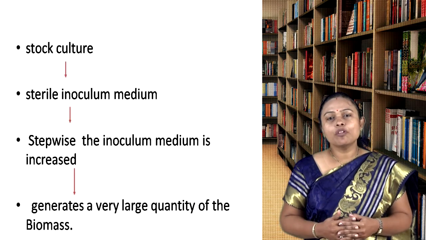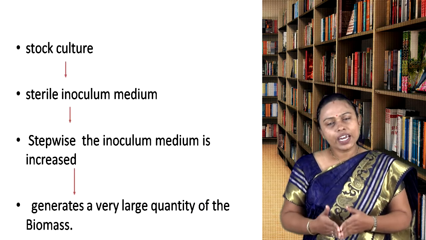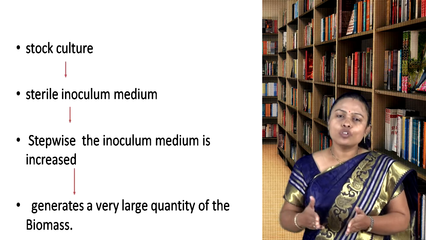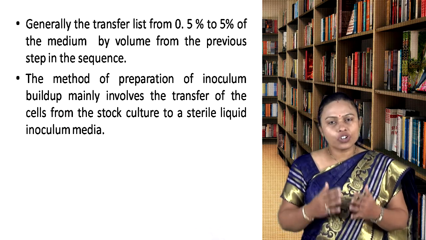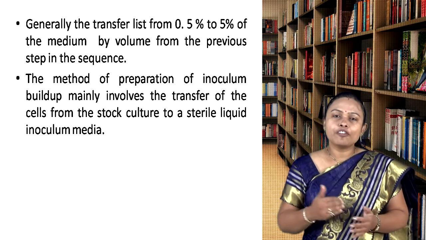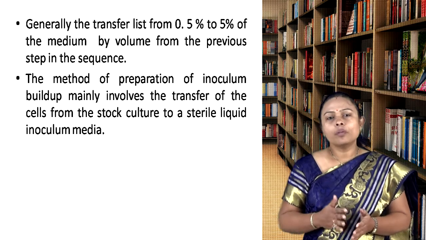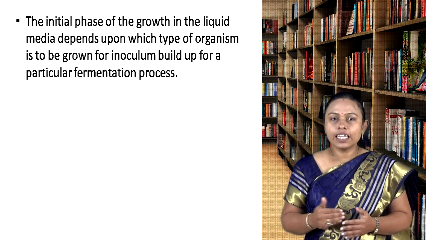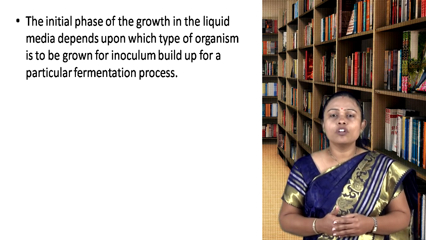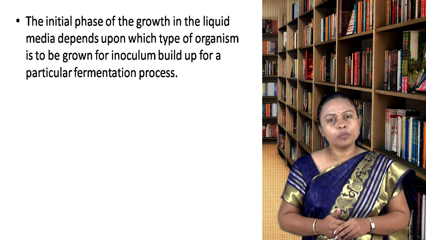The initial step of inoculation from the stock culture transfers a very small amount of inoculum into a small quantity of the media. Generally, the transfer ranges from 0.5% to 5% of the medium by volume from the previous step in the sequence. The initial phase of the growth in the liquid media depends upon which type of organism is to be grown for inoculum buildup for a particular fermentation process.